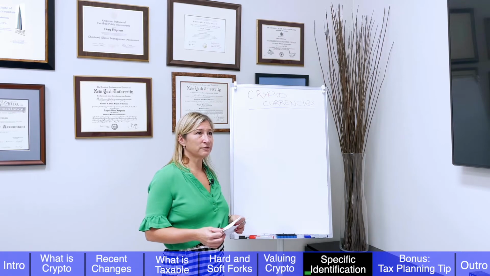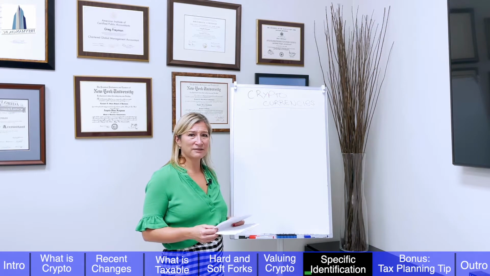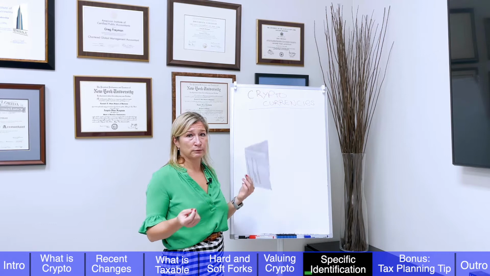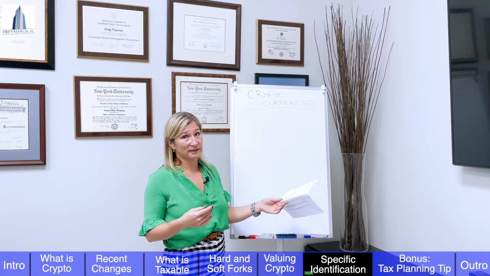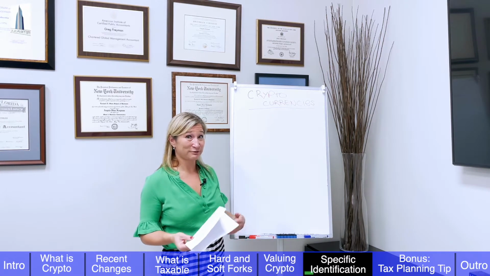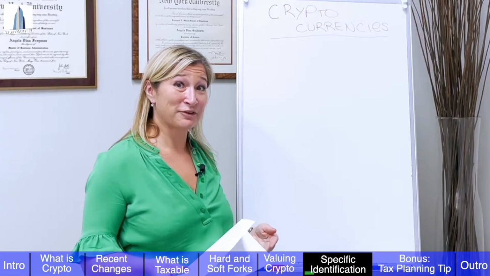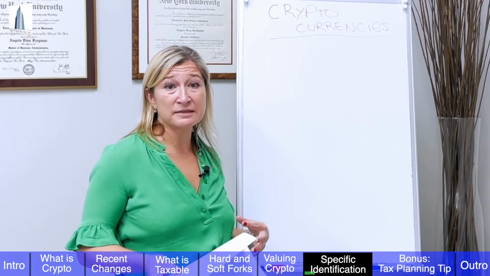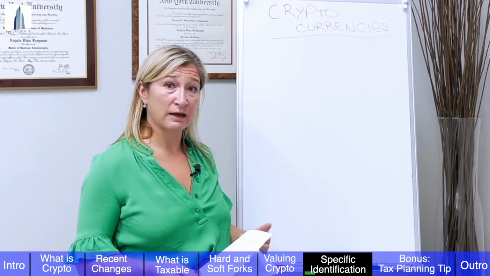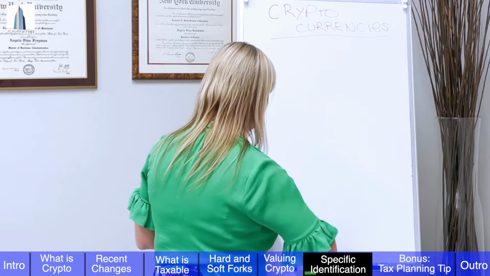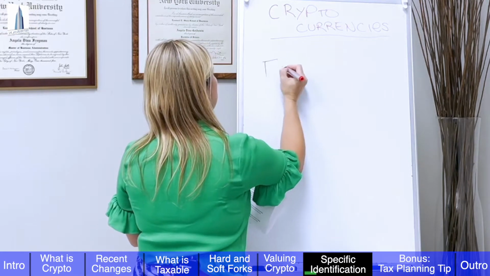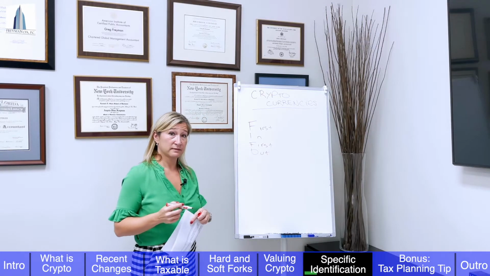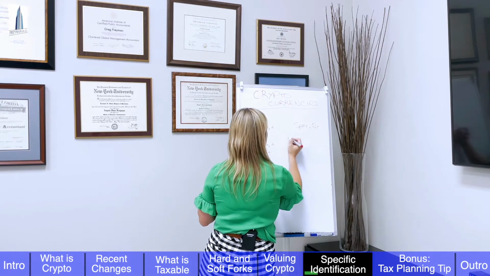Specific identification, that's another major update in this whole arena of cryptocurrencies. If you think of cryptocurrency, it's kind of very generic, right? One Bitcoin is not really different from another Bitcoin, but you might have purchased it at a very different time, and it might have a very different basis to you. So in the past, we had to use the first in, first out method, FIFO. That was the method in the past. Now we have specific identification.